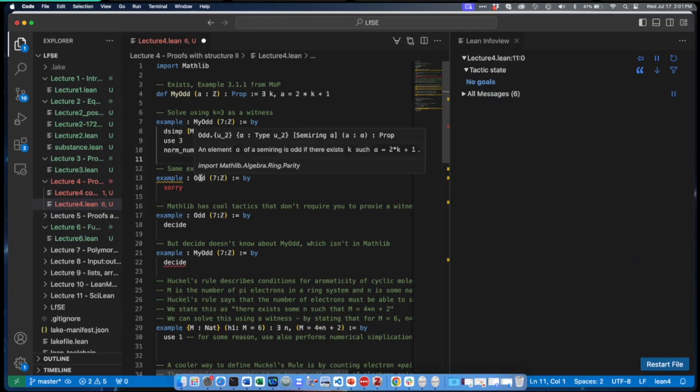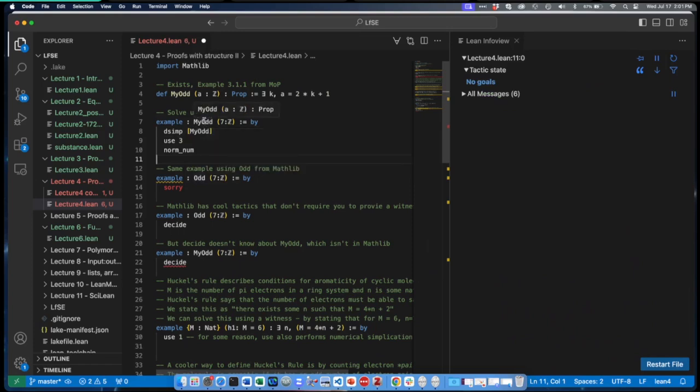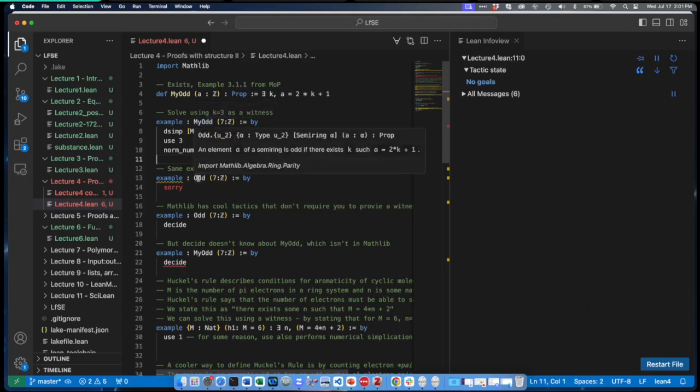So that's how we get this. We can use the odd. So this is what I see if I put my mouse over my odd, well, I see what it is, I've defined it right here. It's a proposition. If I look at odd, this will say this is a proposition. We have a doc string. It describes that an element a of a semiring is odd.